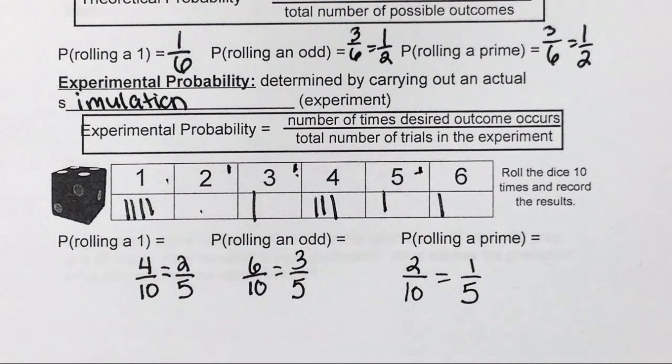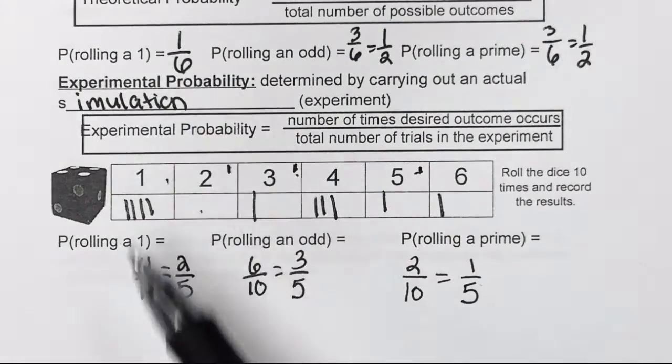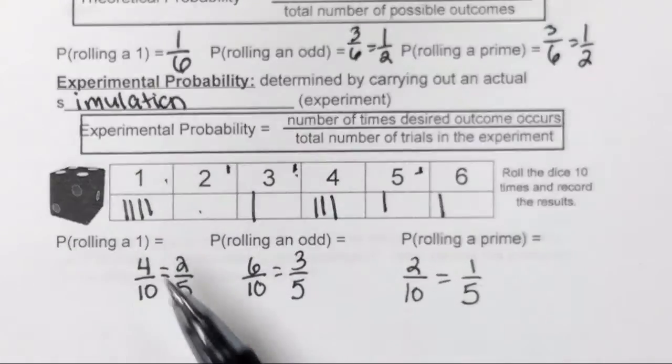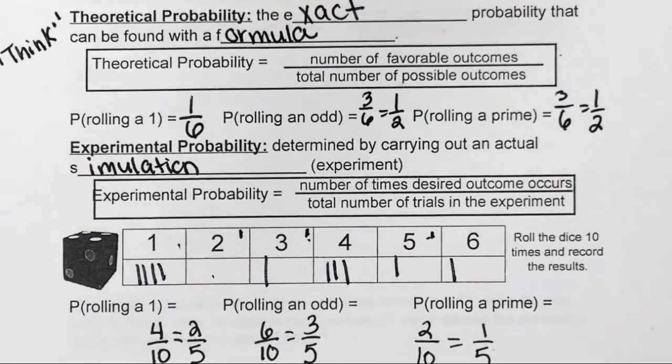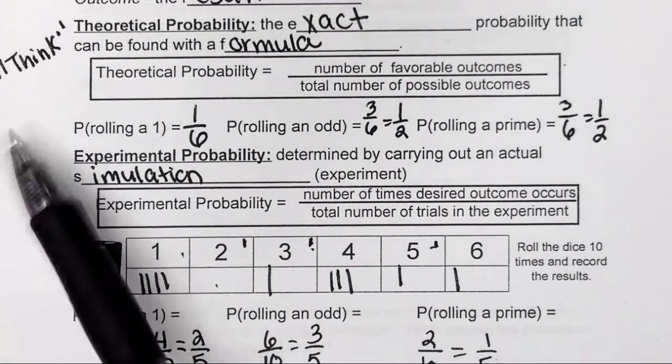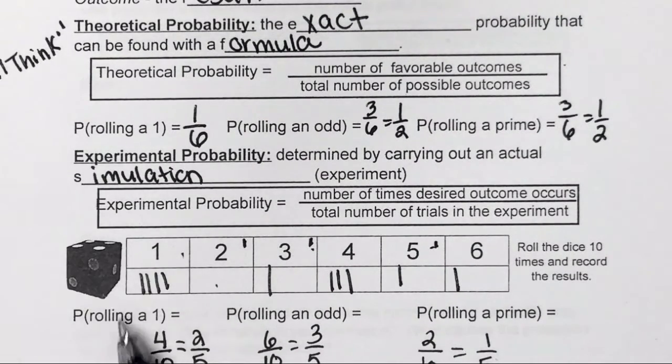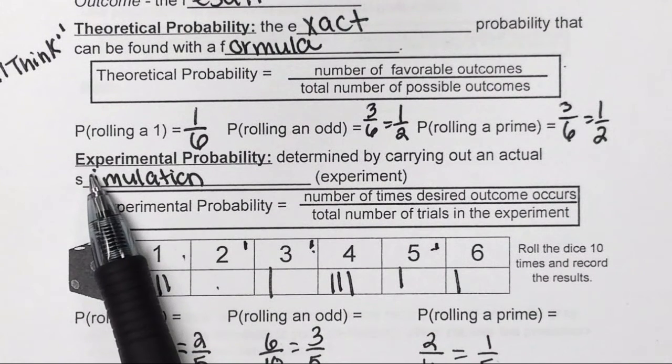Notice these numbers don't really match. They might be close, but they're never going to be exactly the same unless you get very lucky. So typically, theoretical probability and experimental probability are not going to be exactly the same. Quick recap, theoretical probability is what you think about, and experimental probability is when you conduct an experiment.